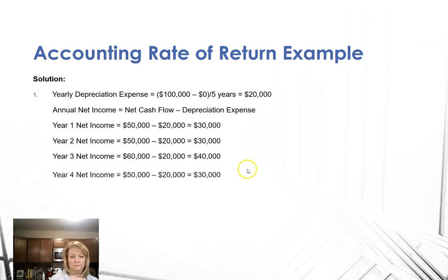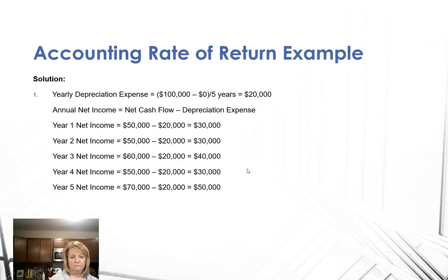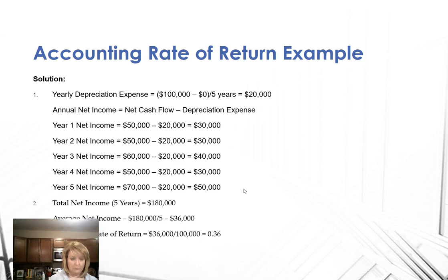I'm not going to talk all the way through that. I'm just going to leave it up there for a moment so you can take that all in. If you can see it, the accounting rate of return at the end is 0.36. You figure each of the net incomes for all of those years.